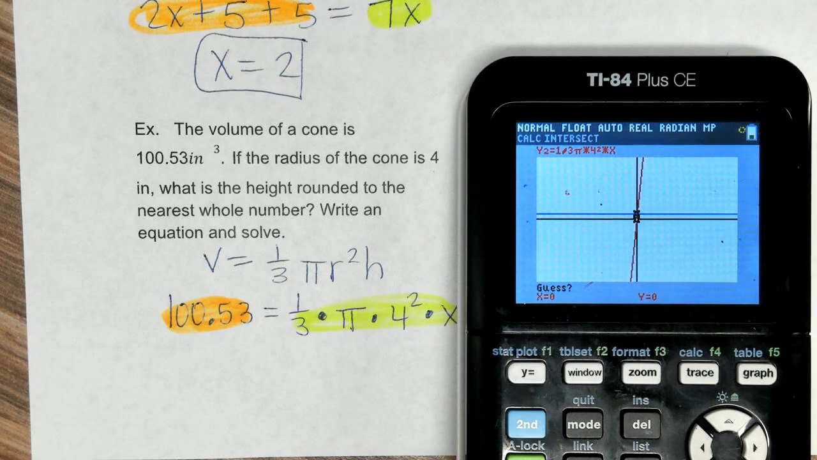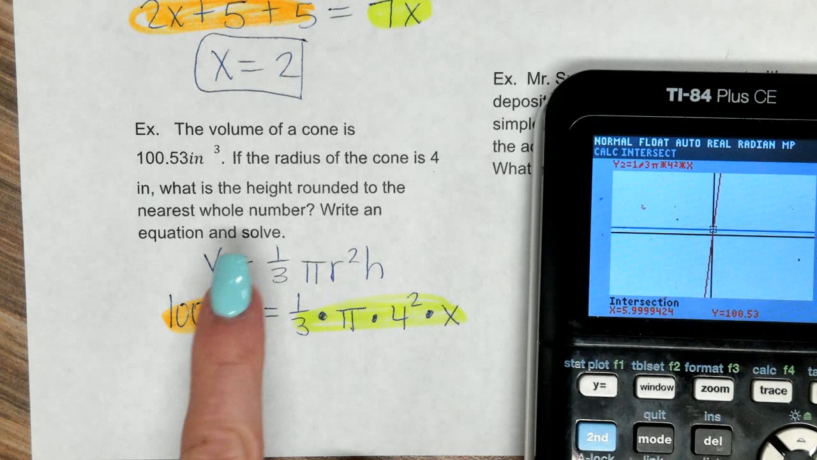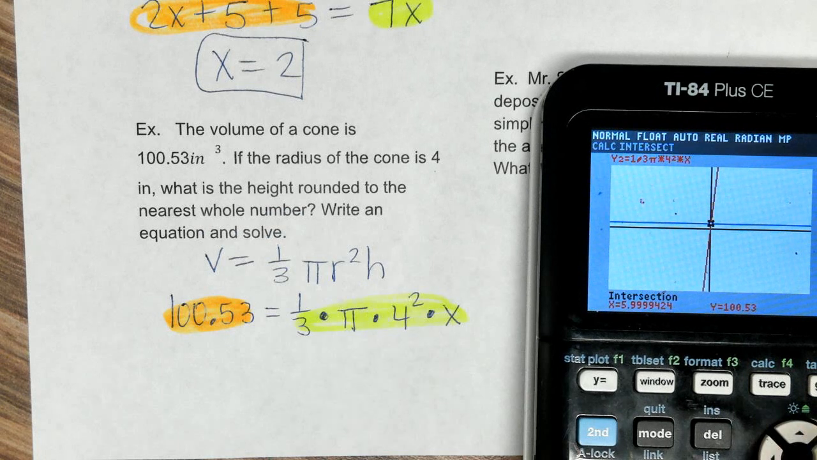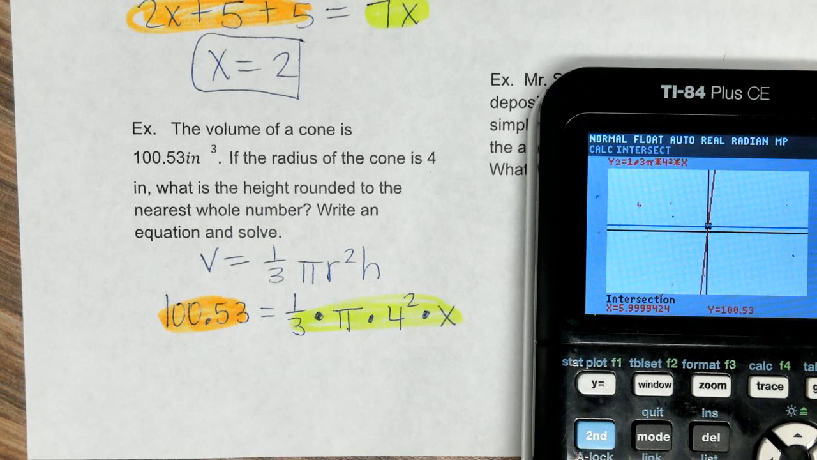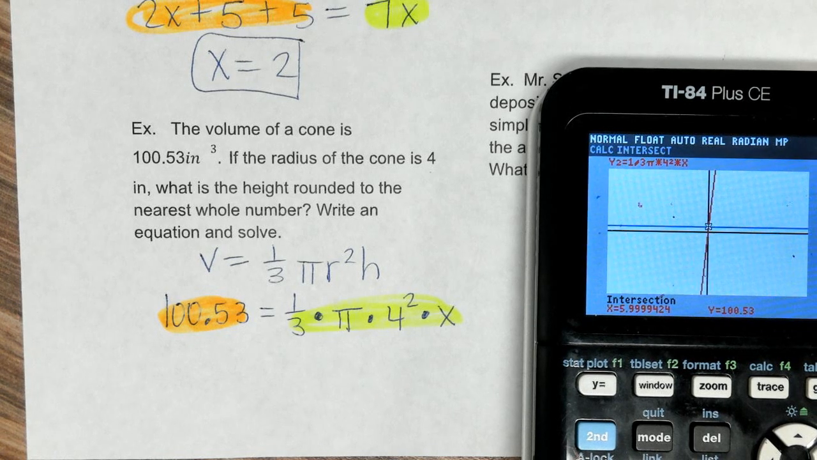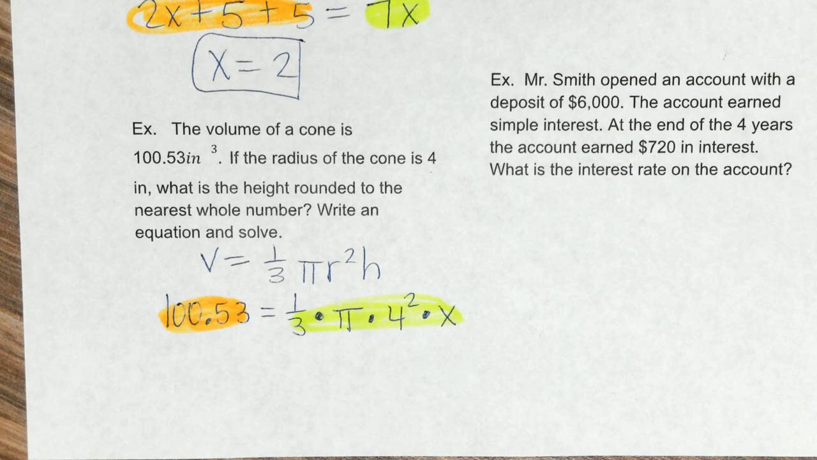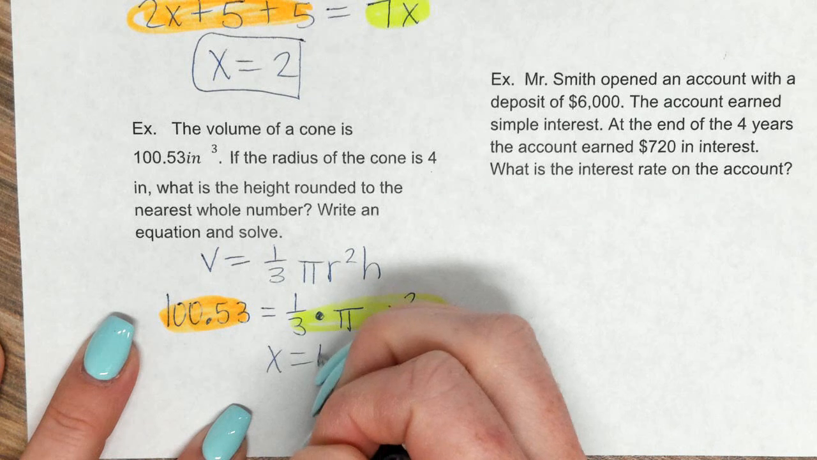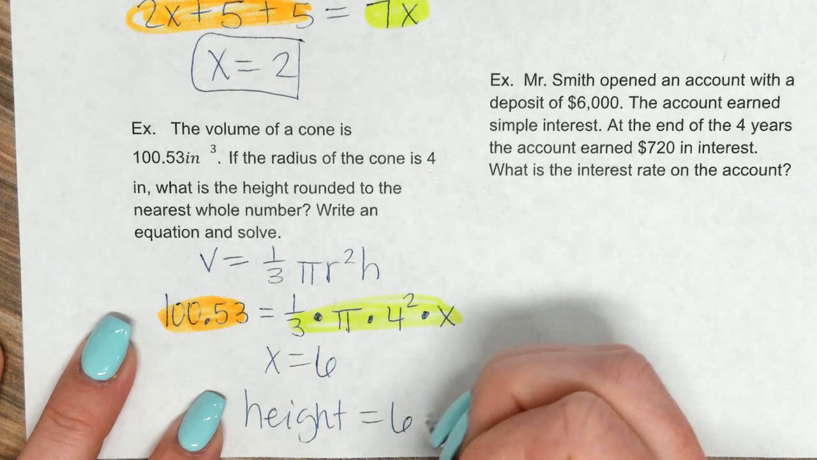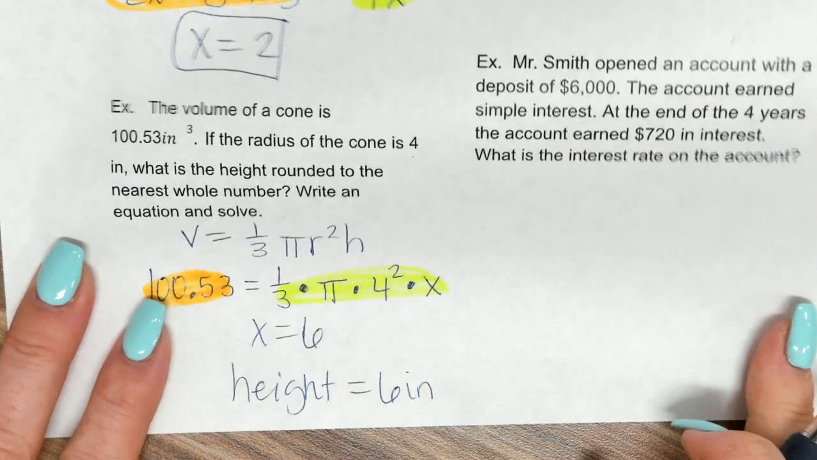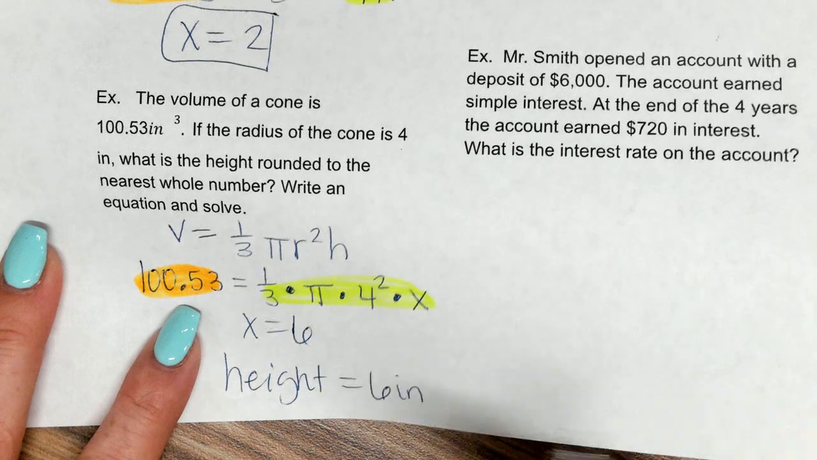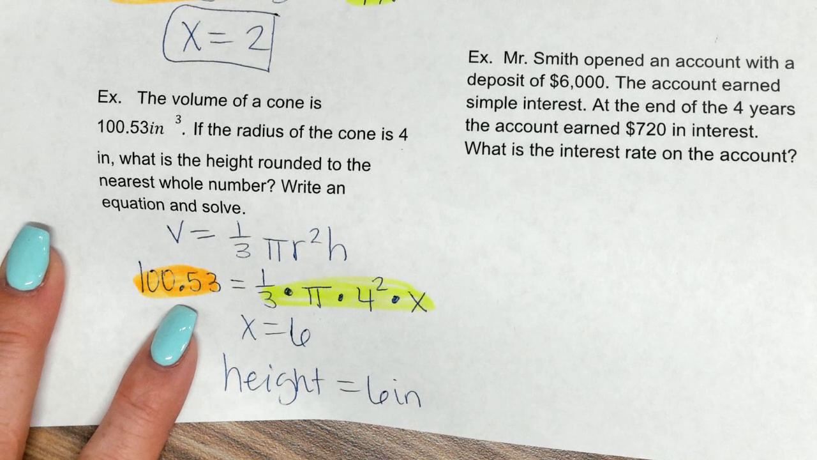Enter, enter, enter. And what does it say to round to? Round to the nearest whole number. So what would 5.99 round to? What is the nearest whole number? It's almost 6. So the height is approximately 6 inches. And the reason you're going to get a decimal is because of pi.